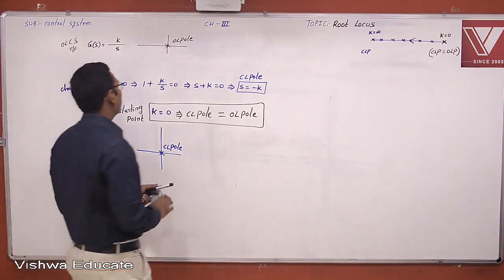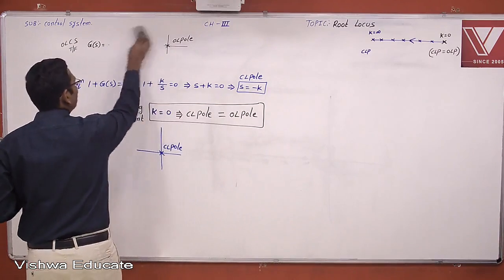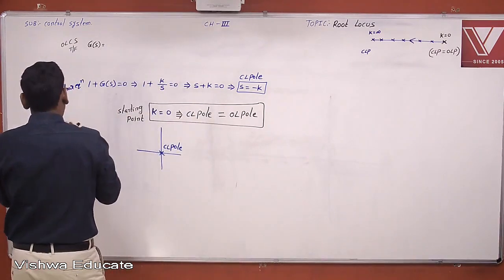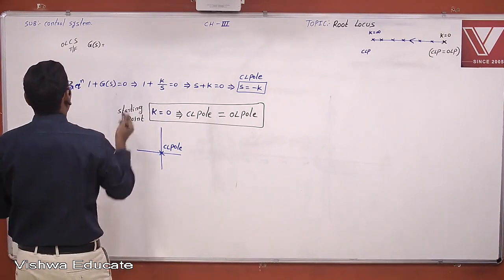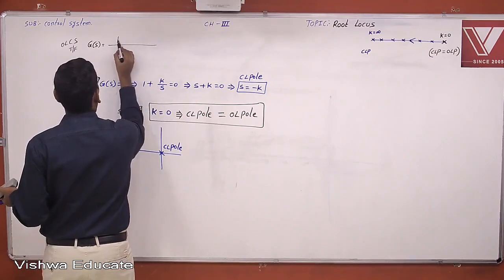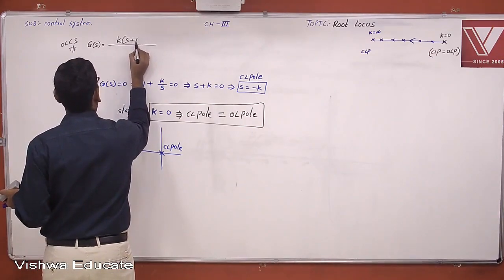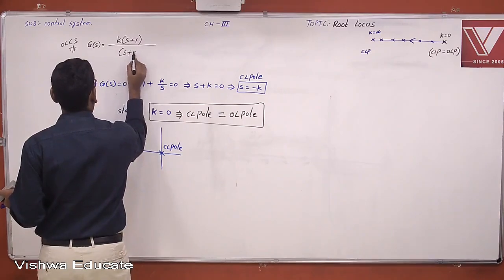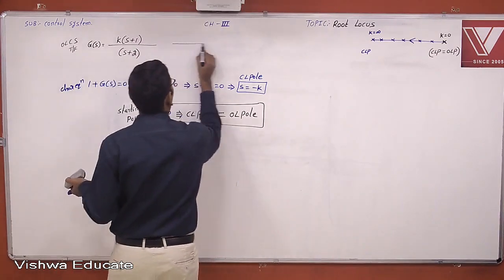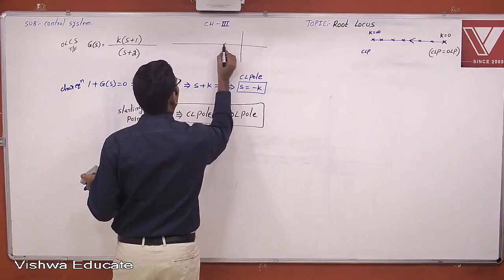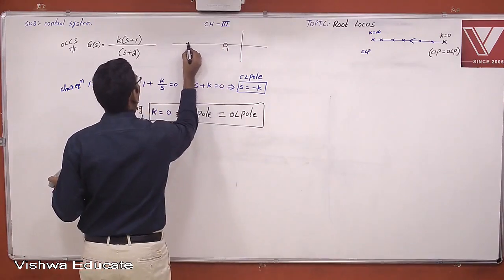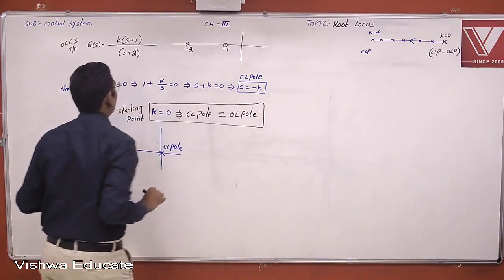Okay. Now students, we will find the ending also. Now let us take another example. G of s equal to k into s plus 1 by s plus 2. This is the open loop transfer function. The open loop zero is at minus 1. The open loop pole is at minus 2.